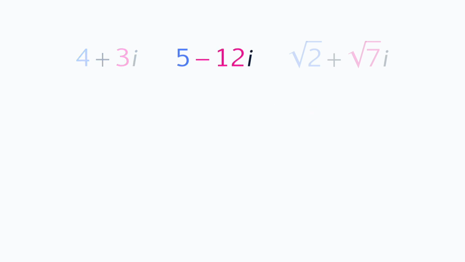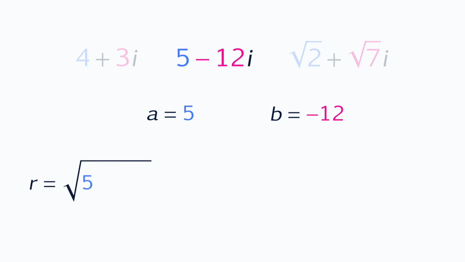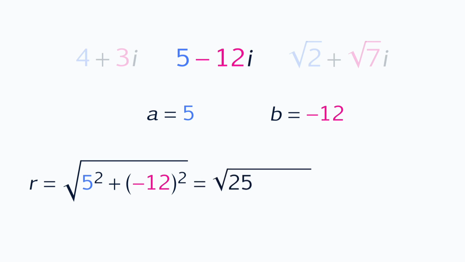For the second number, a equals 5, and b is minus 12. Its norm equals the square root of 5 squared plus minus 12 squared. 5 squared is 25, and minus 12 squared is 144. 25 plus 144 is 169, and the square root of 169 is 13.